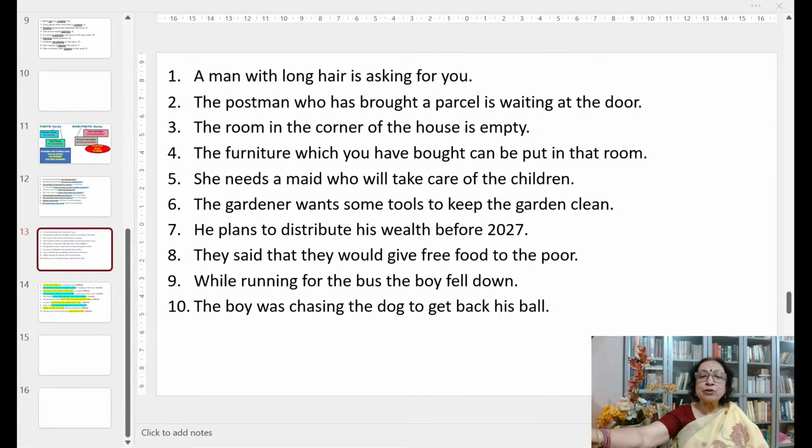Third is in the corner of the house, right? The fourth is which you have brought. Very good. That is not a phrase because you have bought is a finite verb. So it's a clause. You have bought.